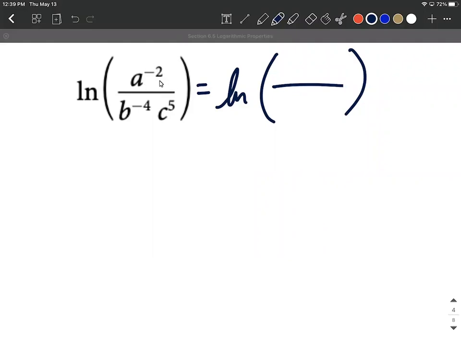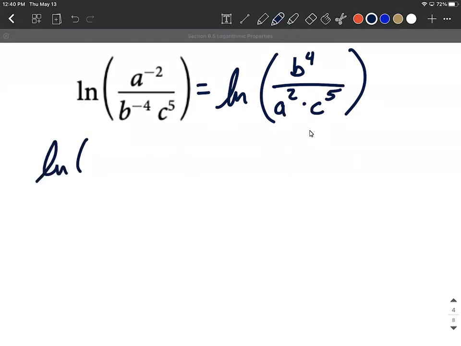So a to the negative second, we have a negative exponent. Let's move that down to the denominator and make it a positive exponent. B to the negative 4th, we have a negative exponent. Let's make it positive by moving up to the numerator and make it a positive exponent. The c to the 5th, positive already. We're going to leave it where it is down in the denominator. Now that everything has positive exponents, let's work on splitting this apart.